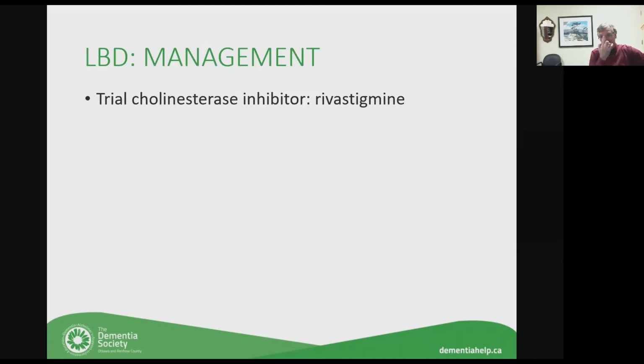In Lewy body dementia, there is some evidence that rivastigmine, which is one of the cholinesterase inhibitors, may be a little bit more effective than the others. So typically I will treat my patients with Lewy body dementia with rivastigmine as the first trial. One of the advantages of rivastigmine is that there's a lot of flexibility in the dosing. So if you do start having a little bit of bowel difficulty, you can take a small step back and still have some benefit from that.